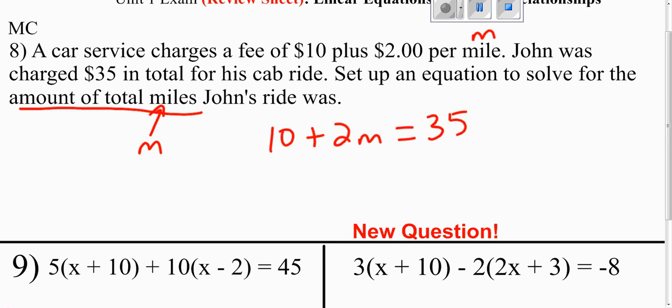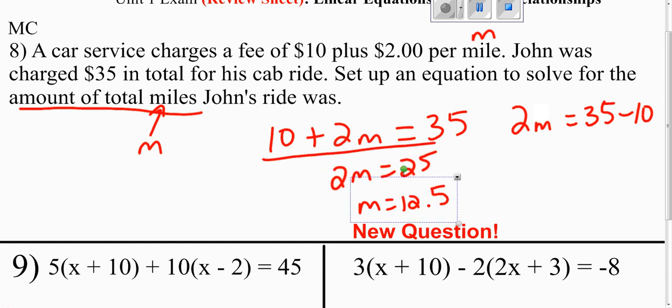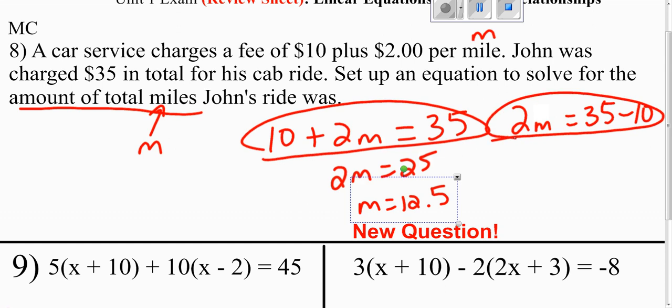So that's the equation. Sometimes you'll see it written differently. The first step in solving this equation would be to subtract 10 from both sides. So you might see the equation written like this: 2m equals 35 minus 10. It's the same thing. But either way, just solve the equation and get to the answer. So 2m equals 25, m equals 12.5. But the question just said to write an equation. So it's either going to be that or that.